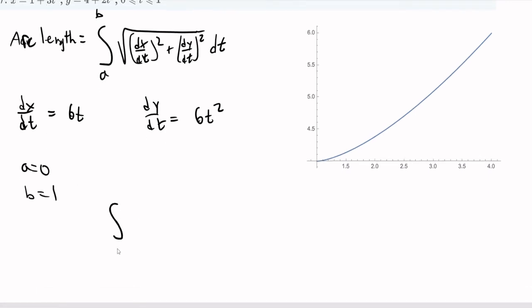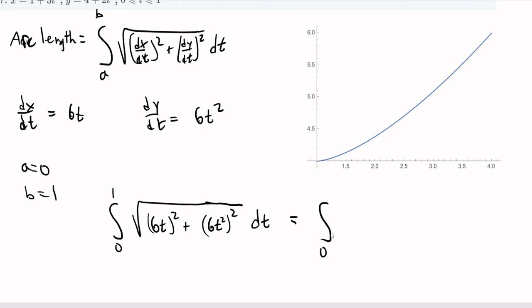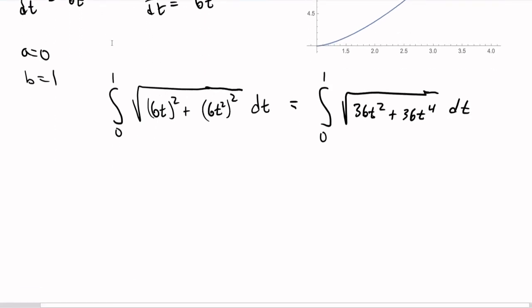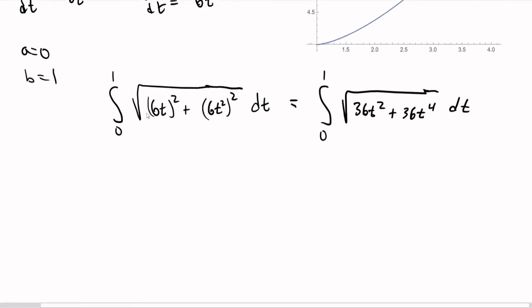Okay, plugging that all in, let's go down here, give ourselves some space. I've got the integral from 0 to 1, square root of 6t squared plus 6t squared squared. Don't forget that there's an extra square on these, dt. So this is just going to end up being some good algebra here. 0 to 1, square root of 36t squared plus 36t to the 4th, dt. And this might look pretty bad, but just trust your algebra, keep going.